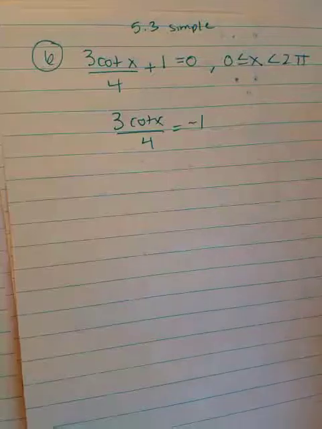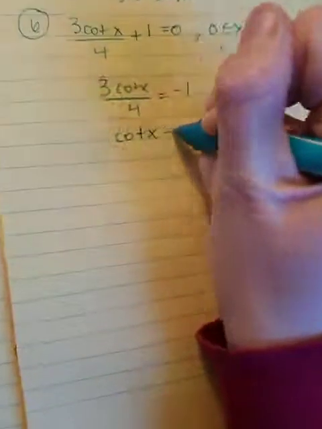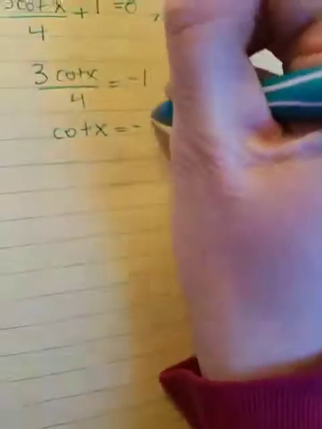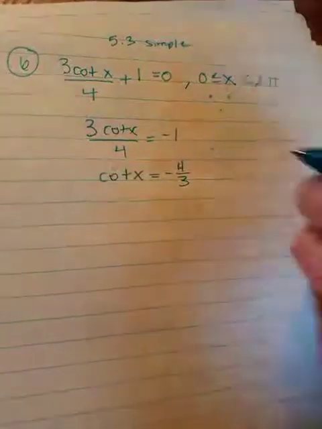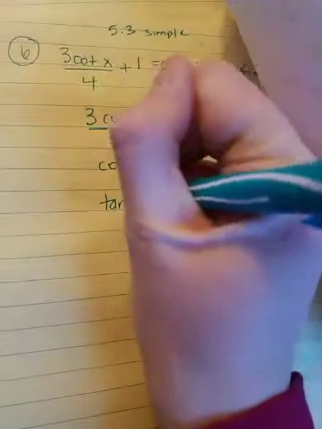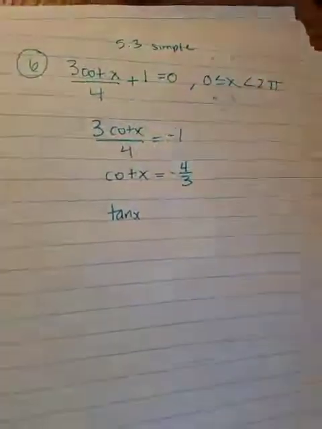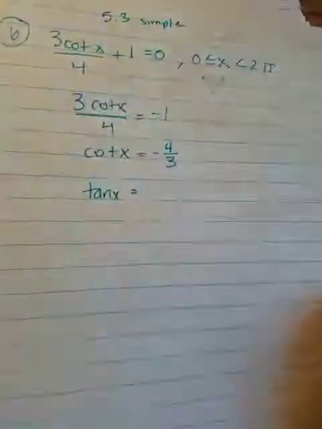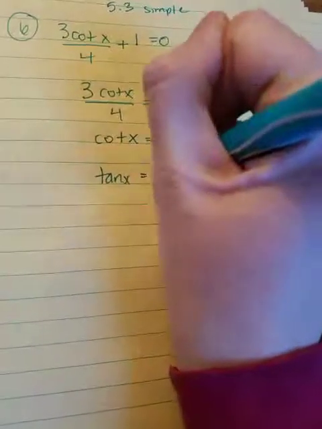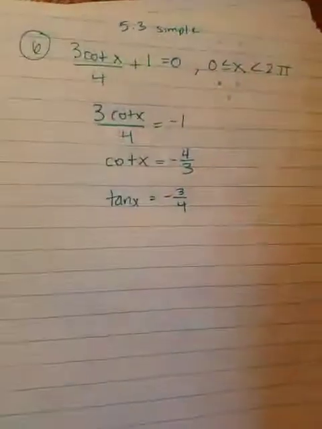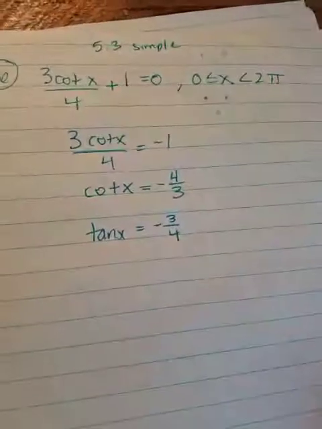So subtract 1, and then we will multiply by 4 and divide by 3. So most of you could get to cotangent is equal to negative 4/3, and this is why we don't do live zooms. If the cotangent of x equals negative 4/3, the tangent is much easier to deal with than the cotangent. So the tangent is going to equal negative 3/4, because they're reciprocals of each other.